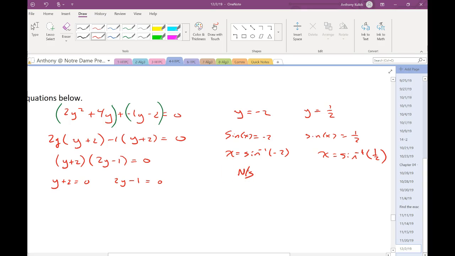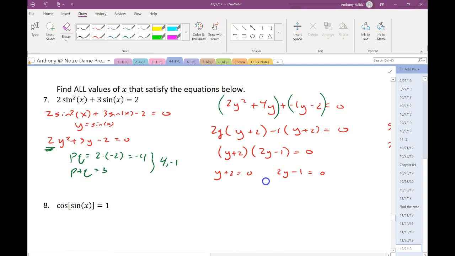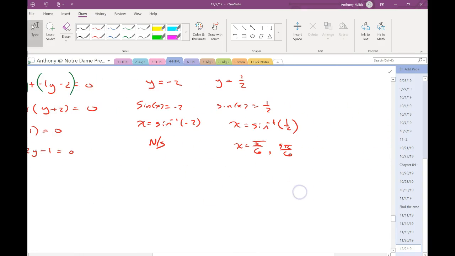We're done with that. This other piece, though, we can do. If we go to our unit circle, we see that sine is equal to 1/2 at pi over 6 and at 5 pi over 6. And since it's asking for all values of x, we have the two solutions, pi over 6 plus 2 pi k, and 5 pi over 6 plus 2 pi k, where k is any integer.